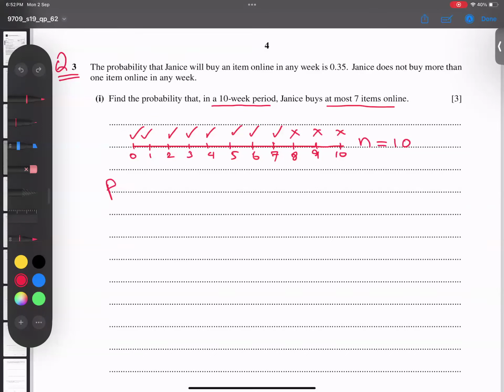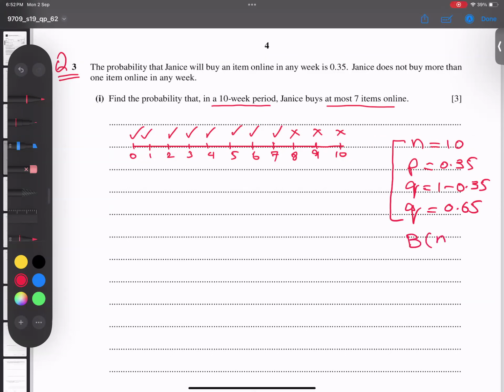Before I start, it is very obvious that the N value is 10. The chance to buy online in a week is 0.35. And what is Q? How to find Q? 1 minus 0.35, and Q becomes 0.65. So this data is available. And you know this is the formula of the binomial, sometimes written B(N, P), where N is total observations or attempts and P is the probability of favor. The formula is very clear: nCr, Q to the power N minus R, P to the power R.